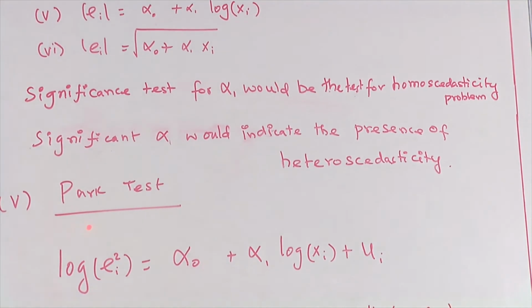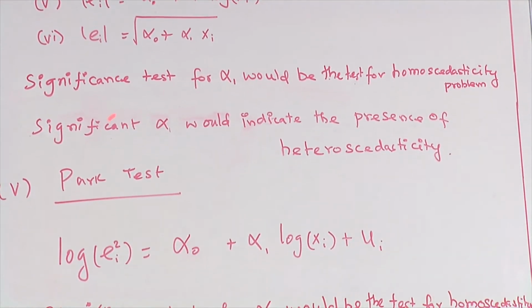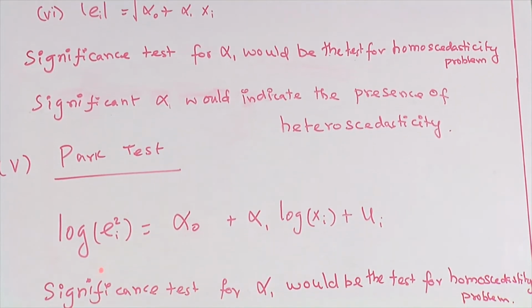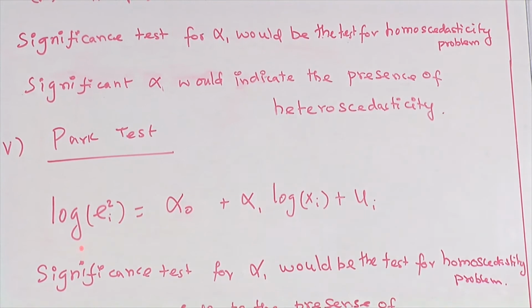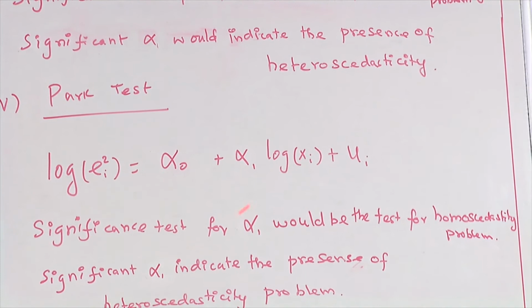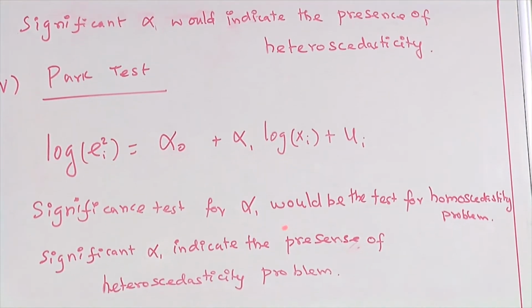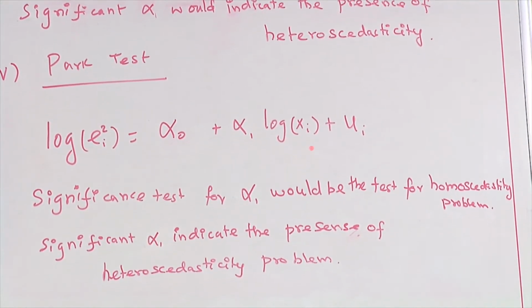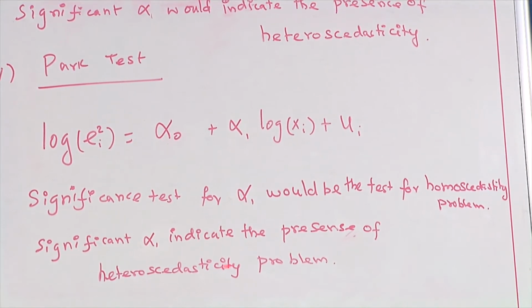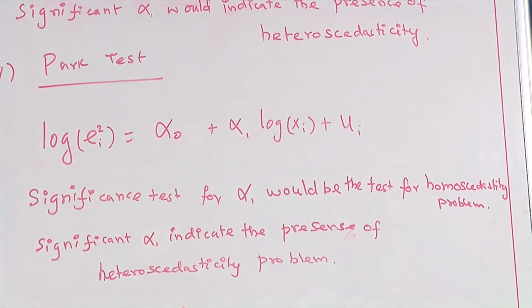Actually, the Park test is based not on the absolute values of EI. Here the test is based on EI square and in the logarithmic form. The significance of alpha 1 would be the test for the homoscedasticity, and the significance of alpha 1 indicates the presence of the heteroscedasticity problem. So, if alpha 1 is significant, we will say there is a problem of heteroscedasticity.